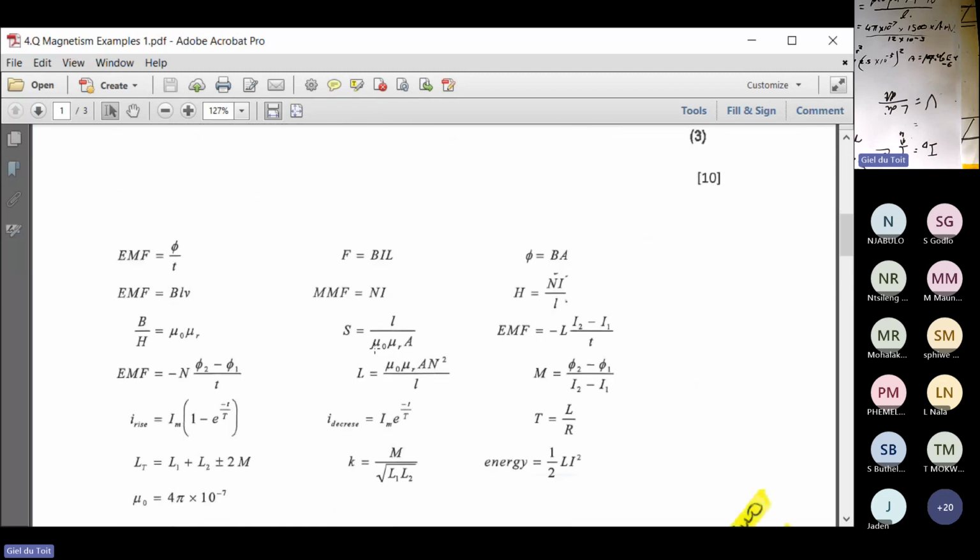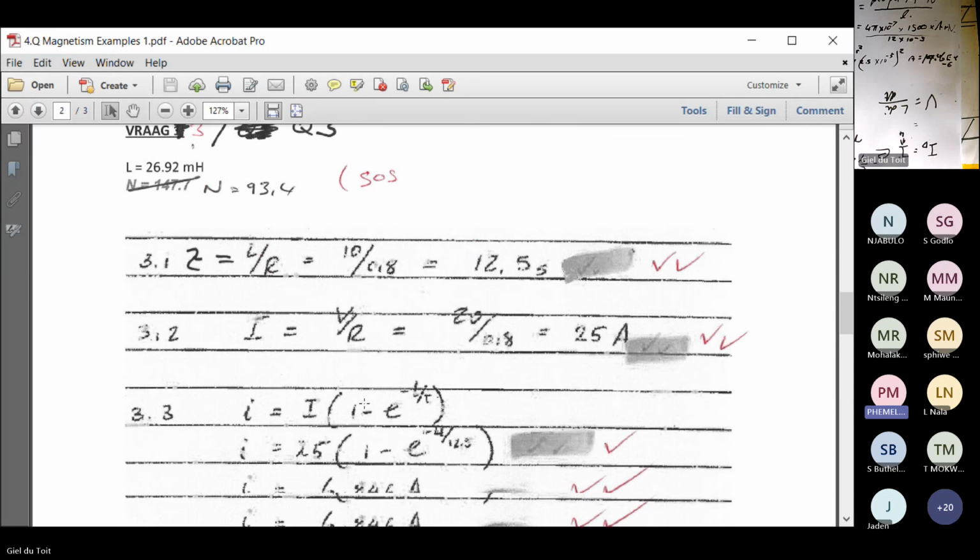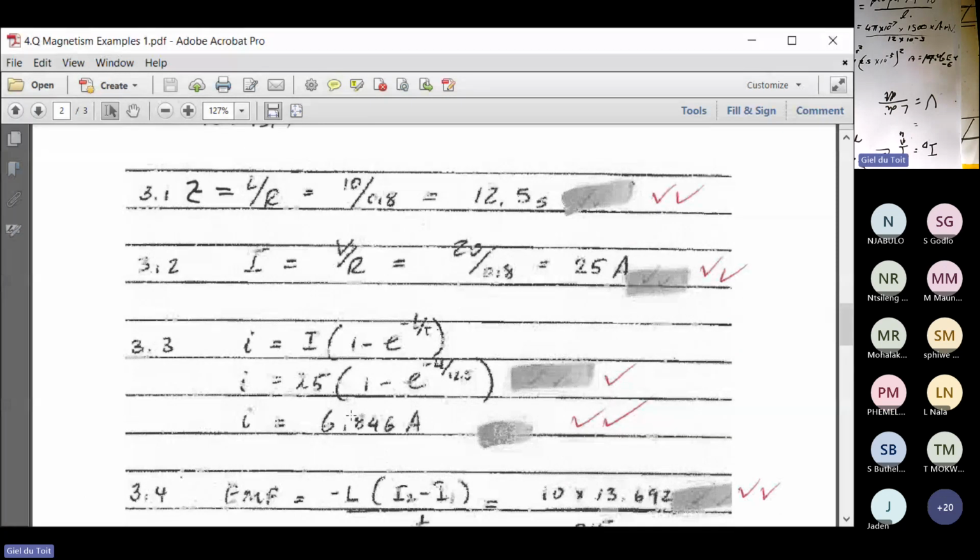And let's go to 3.1. There it is. So indeed, someone said 12.5. They were right. Very good. 2 marks for you, no? 3.2. The current is 20 over 0.8 amp. It's 25 and 2 marks for you there.